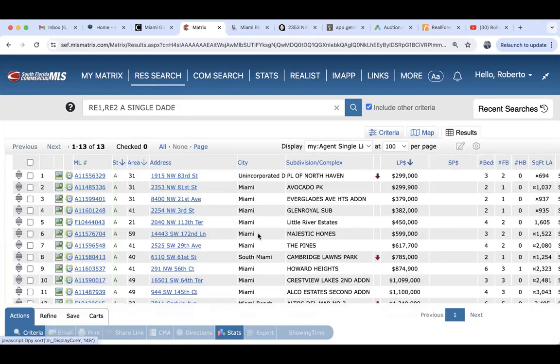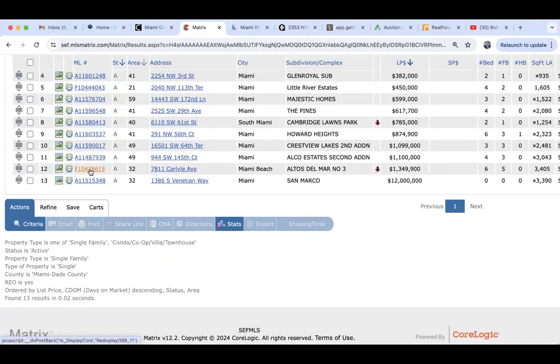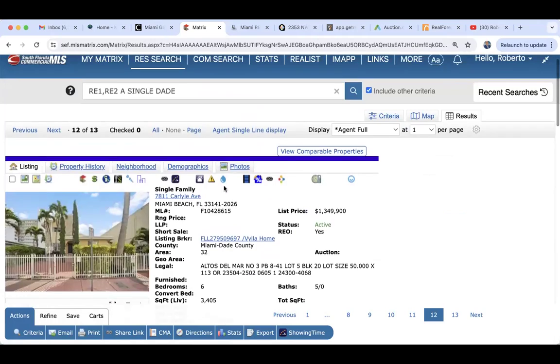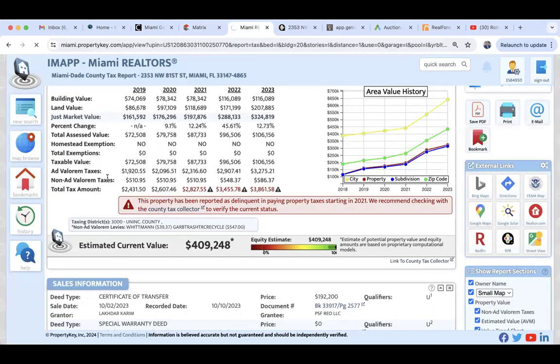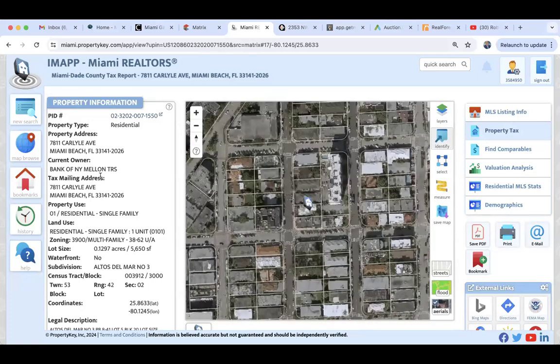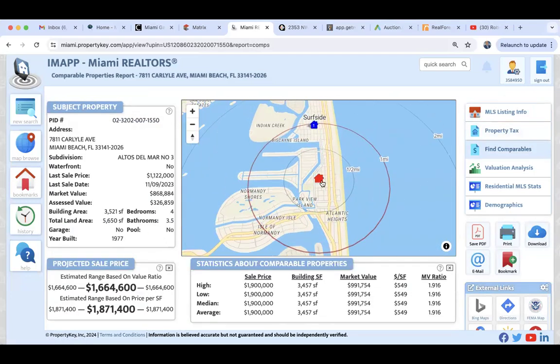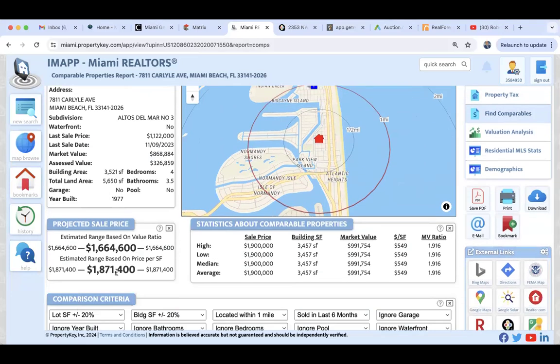All right. Let's take a look at this property here in Miami Beach. This is $1,349,000. It's a 6-bedroom, 5-bathroom. This is an REO, a foreclosure. If I click on IMAP right here, Bank of New York Mellon, right? And then we're going to click on find comparables. You got one comp right now, right there, giving this property a value of $1,871,000 per price per square foot. So even a luxury home or a property that's $1,300,000 can be worth upwards of almost $2 million. So not a bad investment there.